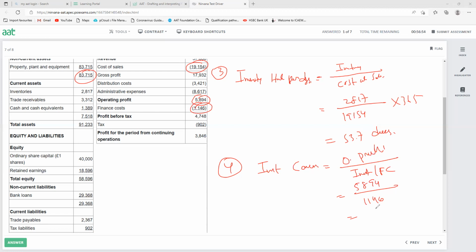5894 divided by 1146, and that is 5.1 times. That means with the profit I have, I can pay the interest 5 times. So the more it is, the better. So in the ratio analysis, you have 3 types of ratio. We have a profitability ratio, an efficiency ratio, and a gearing ratio. You need to make sure you know the formula, the explanation and the meaning of all these ratios, because this will be in the exam, and you need to know this very well.